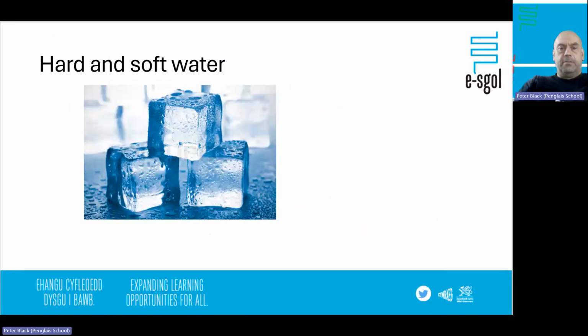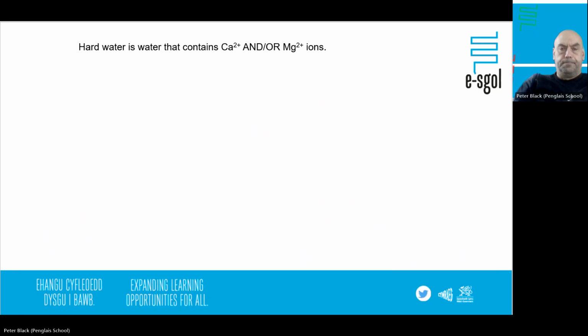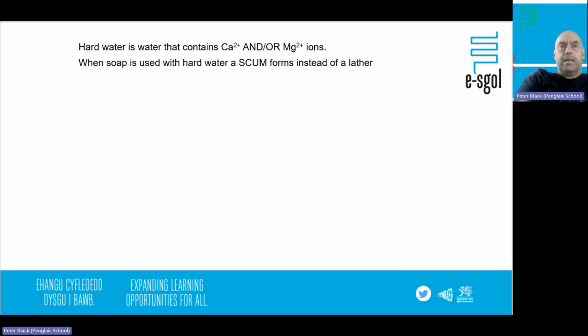Okay, so we're going to move on now to hard water, and no, we're not talking about ice. We're talking about this kind of hard water. It's water that contains dissolved calcium or magnesium ions. And you'll know you're in a hard water area because it's very difficult to form soap bubbles with soap. Instead, you form this stuff called a scum.